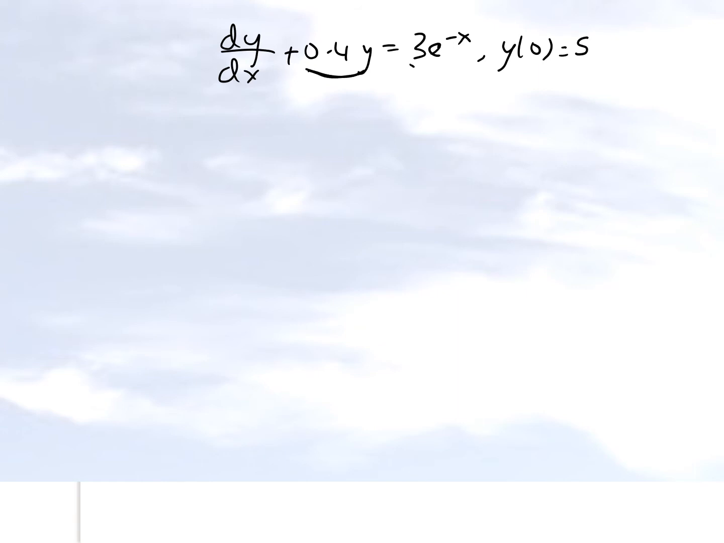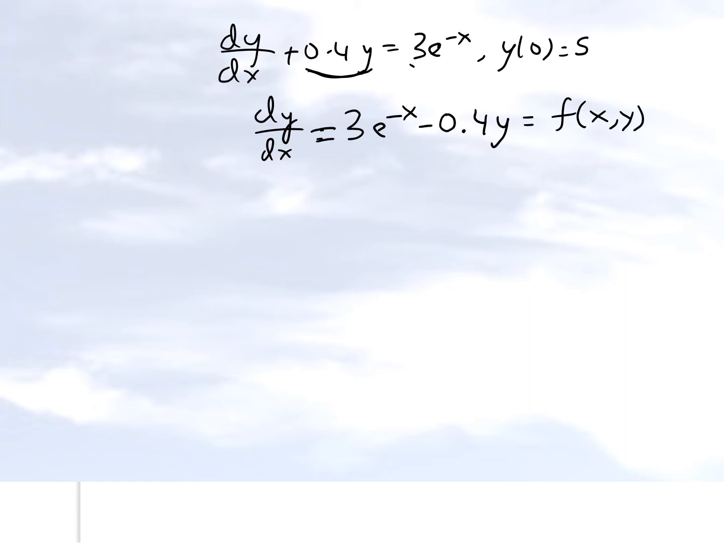So our differential equation is given in a form which we have to change in order to be able to use our Runge-Kutta second order method. So I got to put this on the right hand side. So we'll get dy by dx is equal to 3e to the power minus x minus 0.4y, and that gives me the function of x comma y.